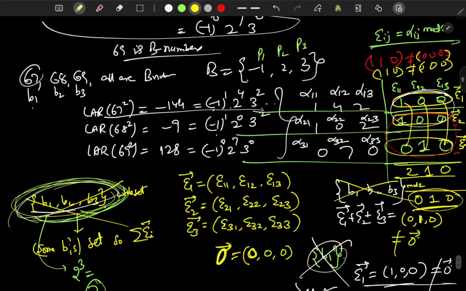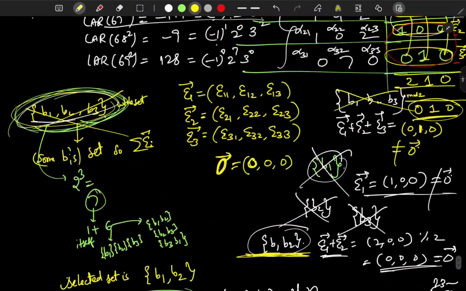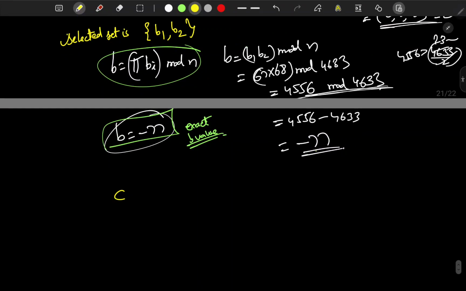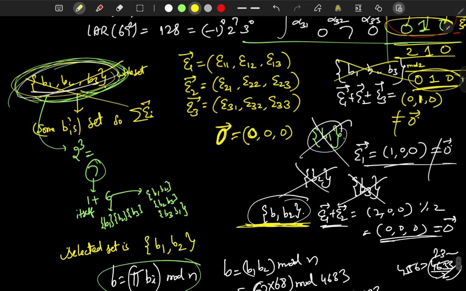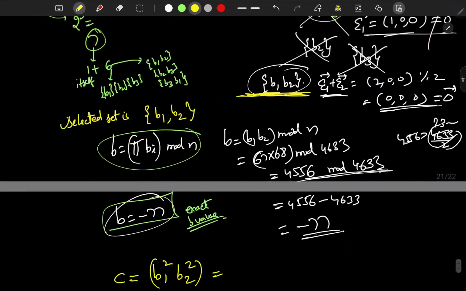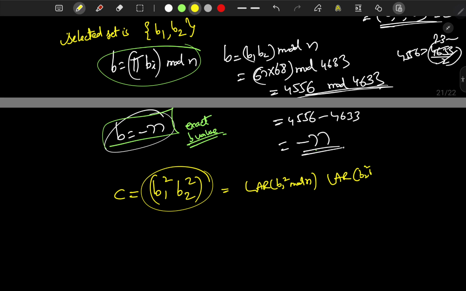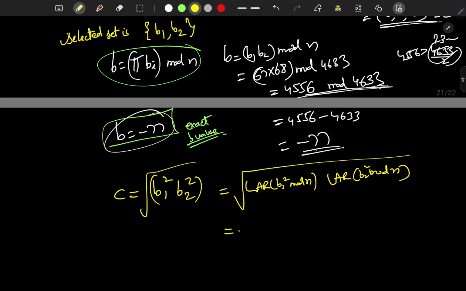Okay, how will you calculate this value? The C value is nothing but b1 square into b2 square. When I write b1 square b2 square, I mean a layer of b1 square mod n into a layer of b2 square mod n, under root.